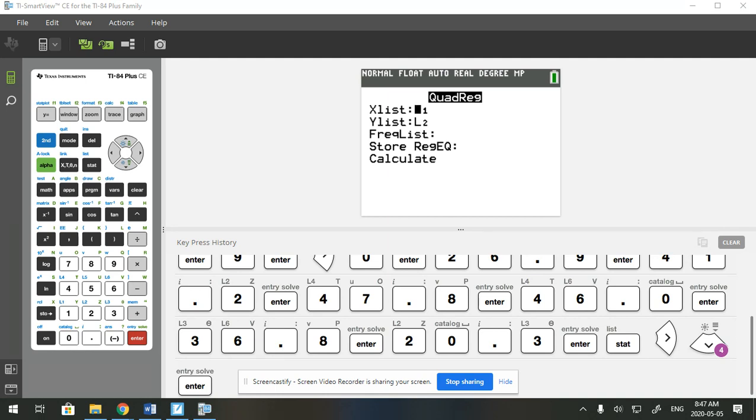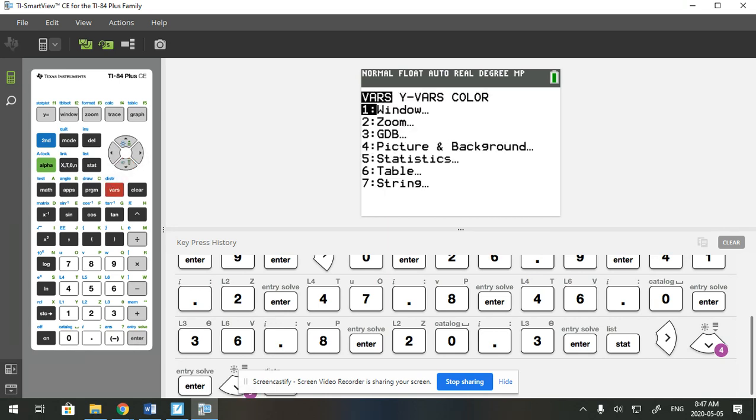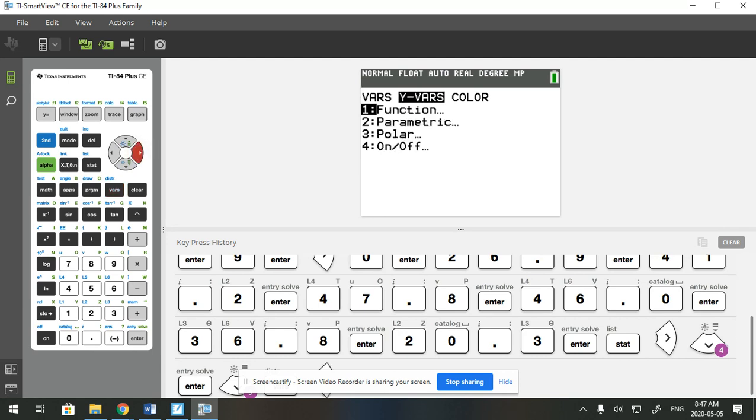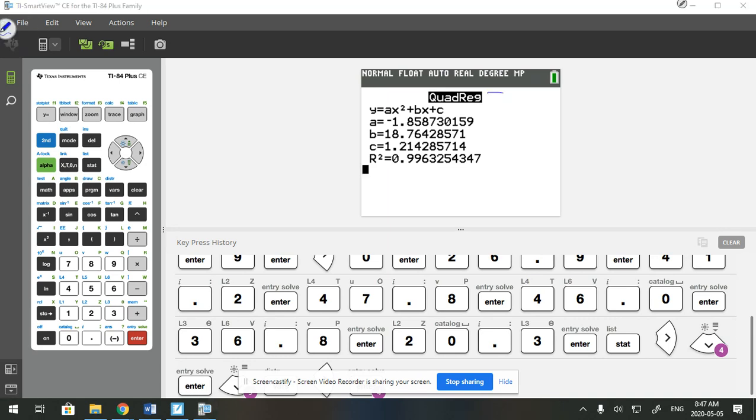If you're on your new calculator, go down to store, and you're going to go vars over enter, enter to store your equation into your y1. If you have an older calculator, you're just going to go straight into your vars and do that right there before you hit enter, and then you should be able to calculate. So let's hit calculate.